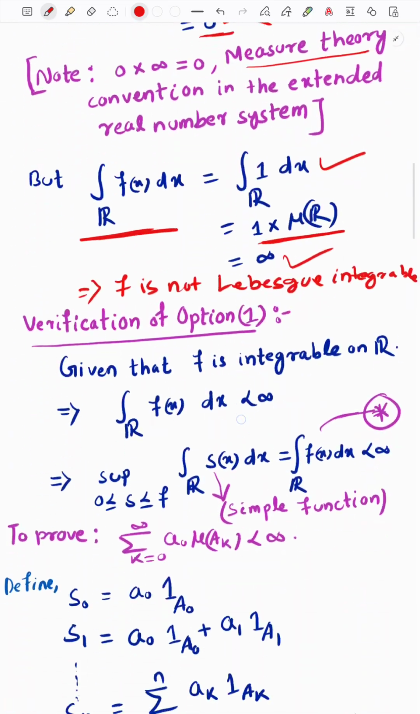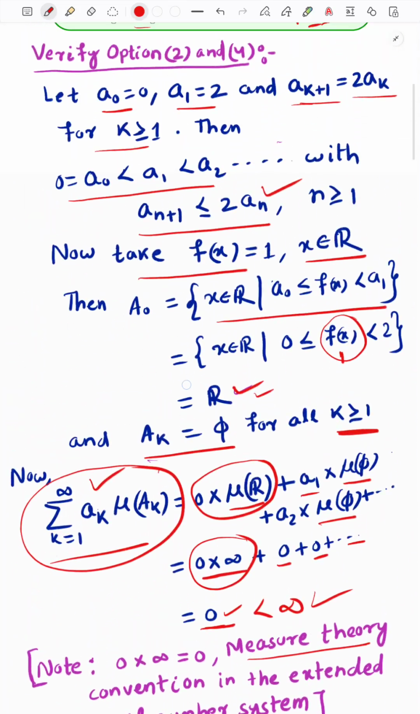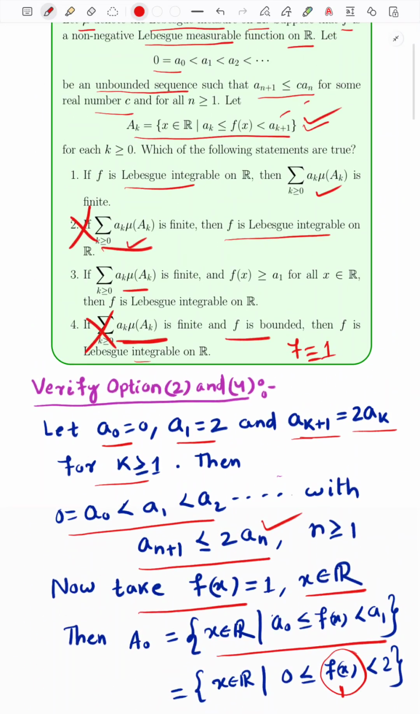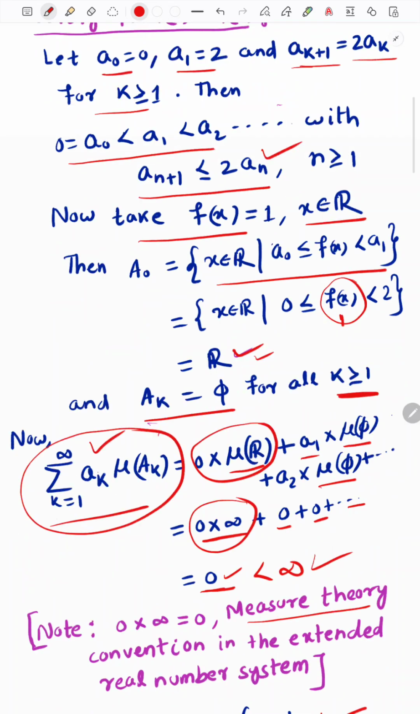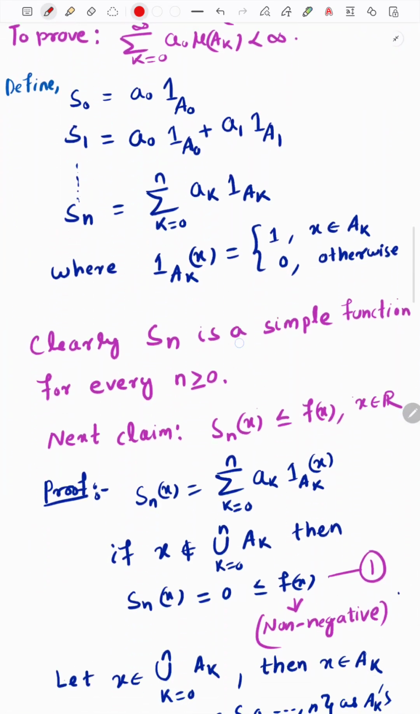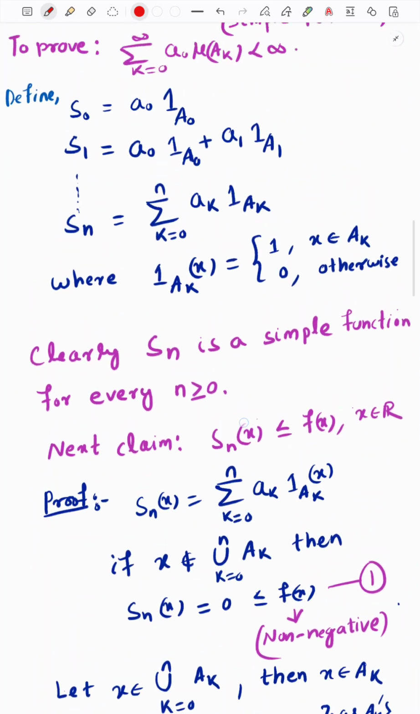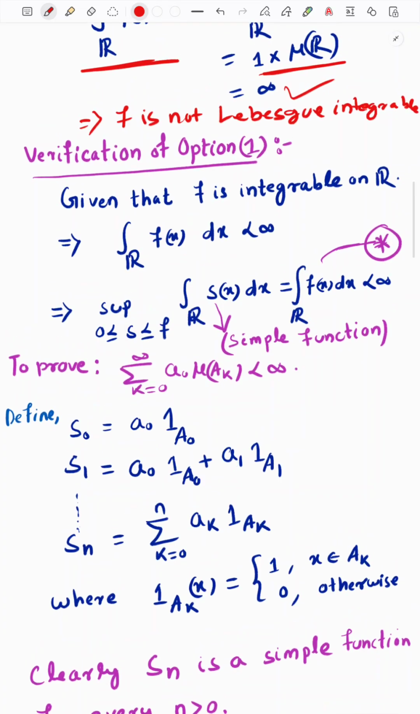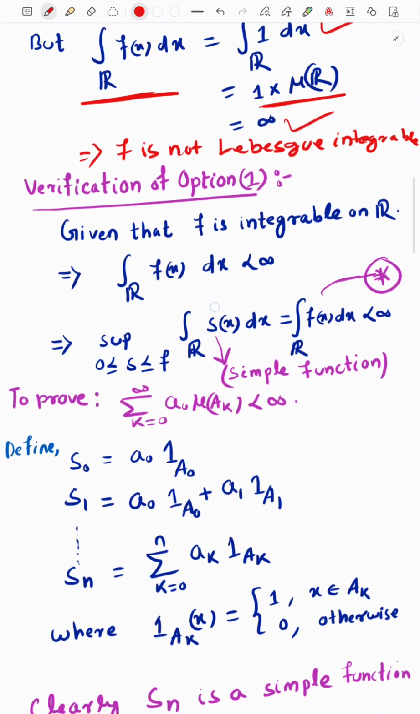First we will verify option 1, meaning we have to prove option 1. In option 1, we have to prove what? We take that f is Lebesgue integrable. Option 1 says that if f is Lebesgue integrable, then we have to show this series is finite. We have to prove this thing. Let us proceed to prove option 1. The explanation of option 1 starts from here.